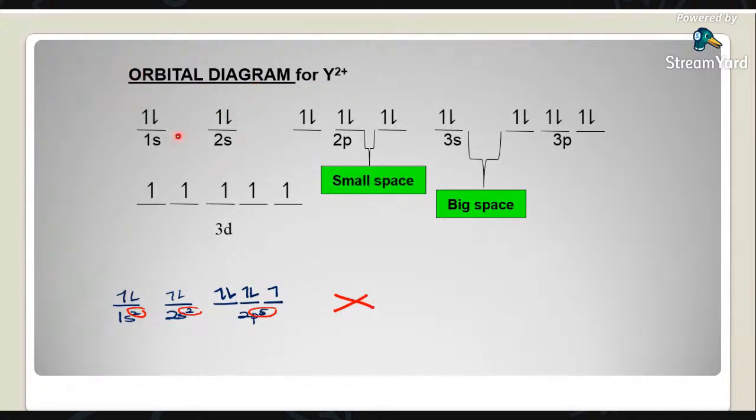Wrong. So to write the orbital diagram for Y2 plus, this is how to write the orbital diagram. Make sure when we have degenerate orbitals, small space only between the orbitals, and big space when we have different orbitals. 3s and 3p are different, right? So that's why we have big space between them. Okay, and one more thing, it is wrong if you write this way. 1s2 with 2 up, 2 up, 5 up, for example, this one is wrong. Okay, so be very careful.